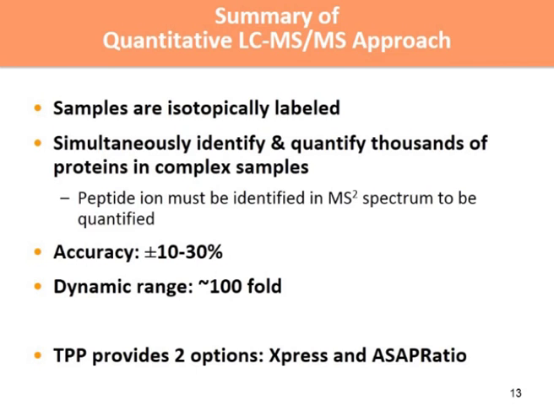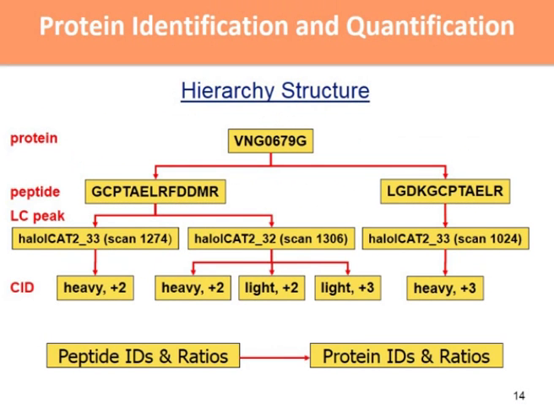It's stated here that the accuracy of this method is not great, but it's decent. It's 10 to 30% if you do it all right, with a modest dynamic range of about 2 orders of magnitude. Now, because we go from spectra to peptides to proteins, there's a bit of a hierarchy structure to determining an abundance ratio.